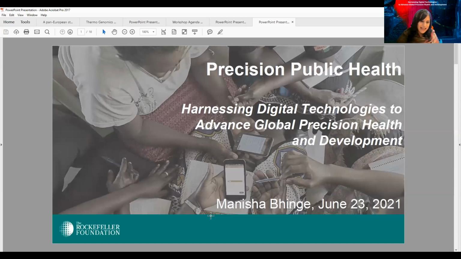But coming back to the Rockefeller Foundation, we started a Precision Public Health Initiative in 2018. The rubric and philosophy we used there was: how do we ensure that the right interventions reach the right people at the right time? That was the underlying premise and rationale for engaging in this initiative.